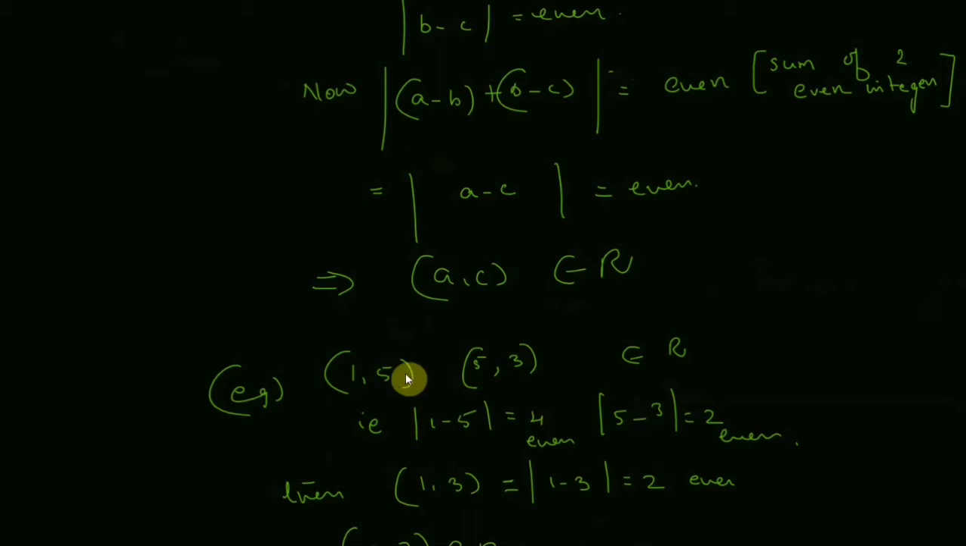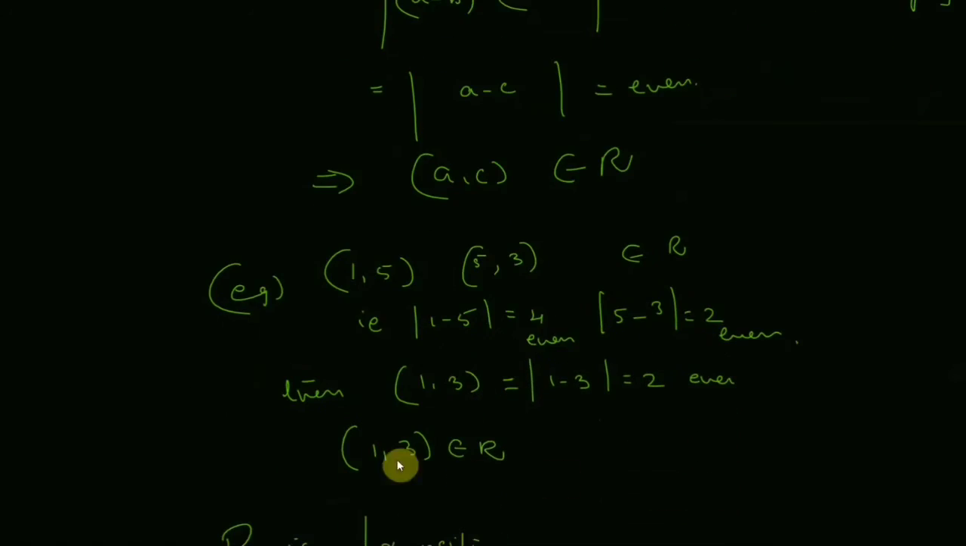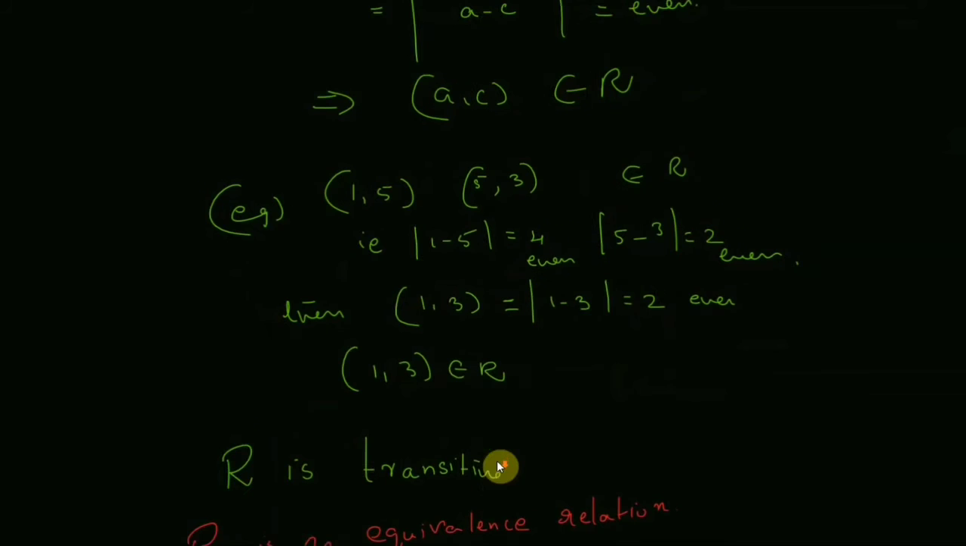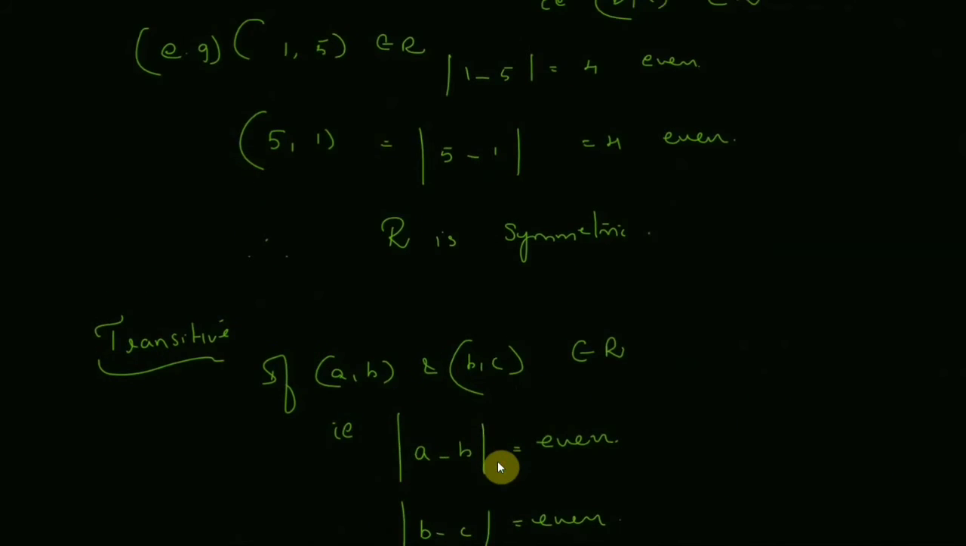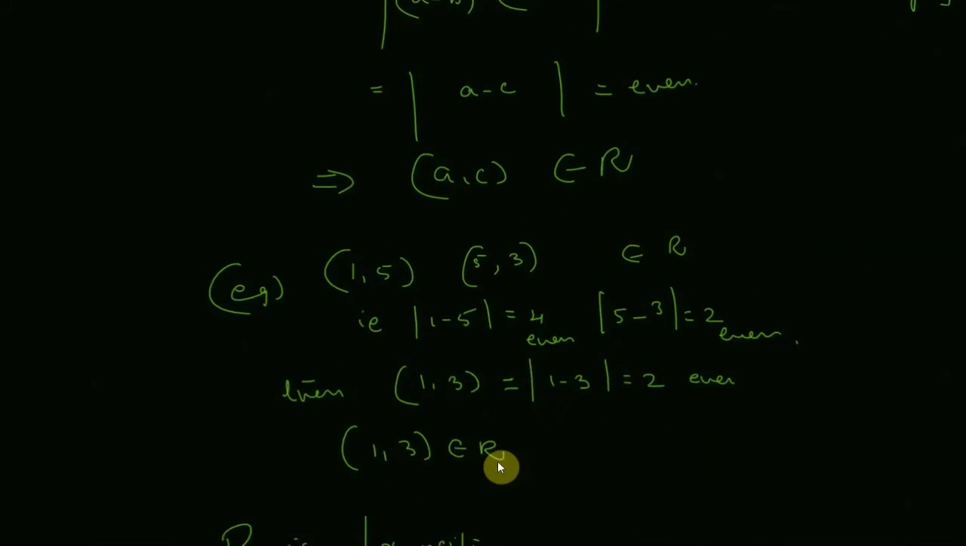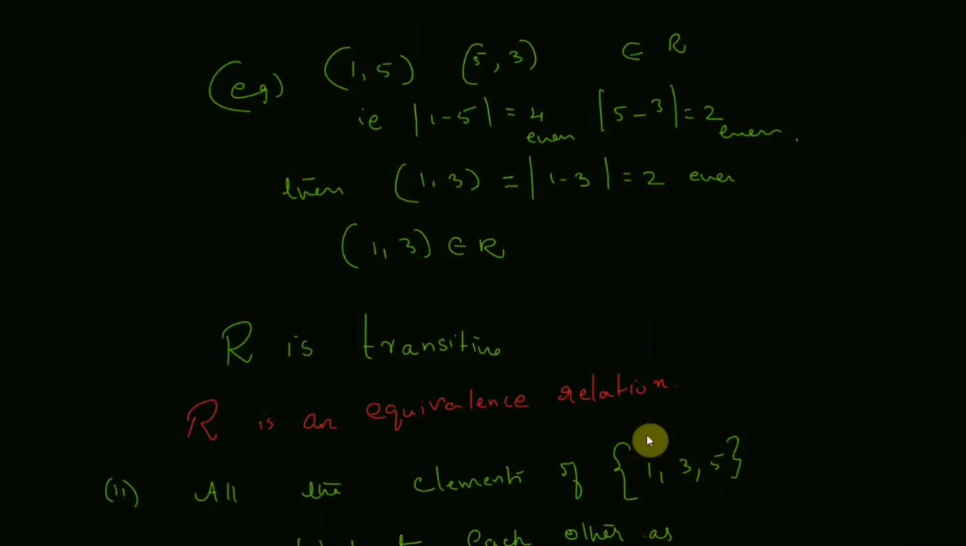You can take an example: (1, 5) and (5, 3). You have to start the second pair with 5. If they are in R, 1 minus 5 is 4, which is even, and 5 minus 3 is 2, which is even. What about 1 and 3? Yes, it is even. So (1, 3) belongs to R. Therefore R is transitive. So the relation is an equivalence relation.